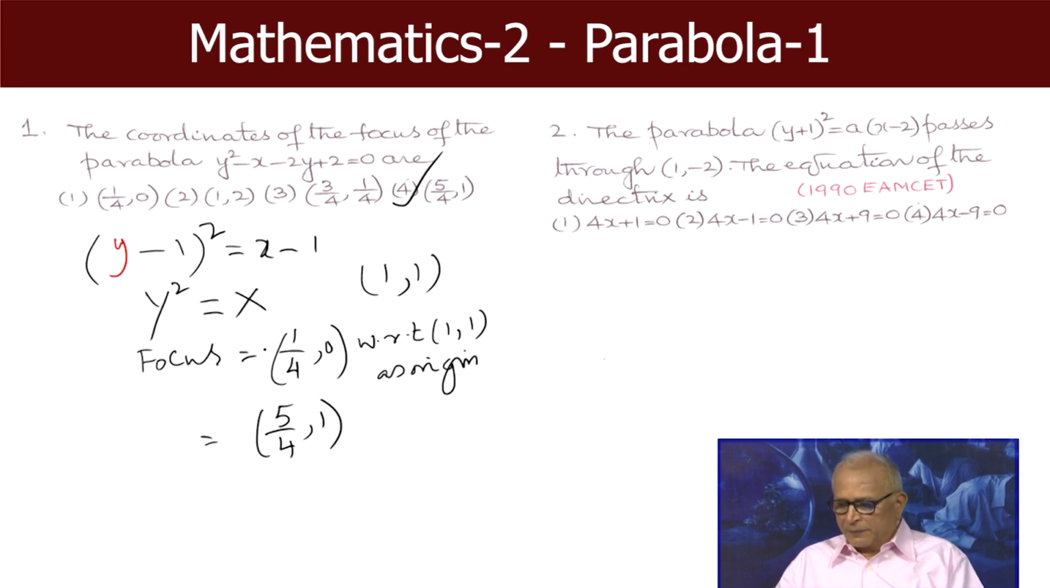Second question, the parabola y plus 1 whole square equal to a into x minus 2 passes through 1, minus 2.